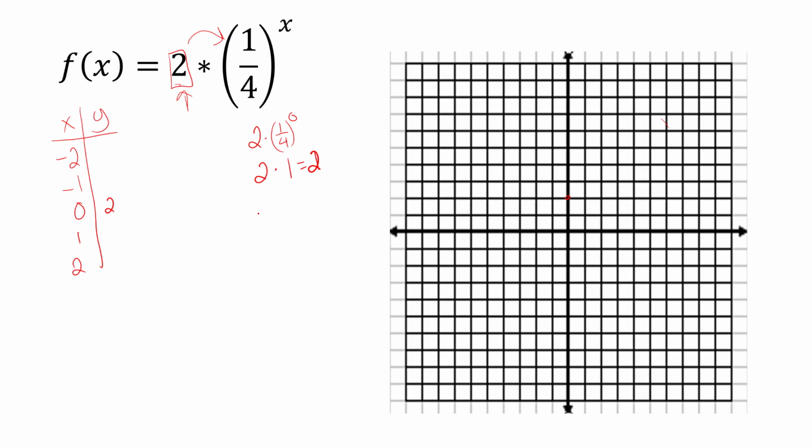All right, let's plug in a 1. So 2 times 1/4 raised to the first power. Well, 1/4 to the first power is 1/4, times 2 is equal to 2/4, which is equal to 1/2. Okay, we go over 1, we come up 1/2. Now, we could have already predicted that this graph was going to decrease simply because the base value for the exponent was less than 1 but greater than 0, which results in a decay.